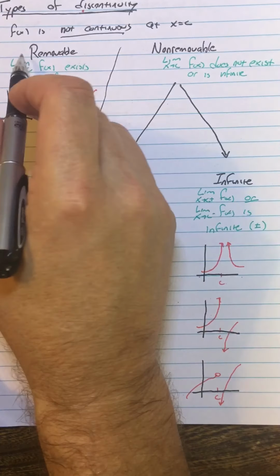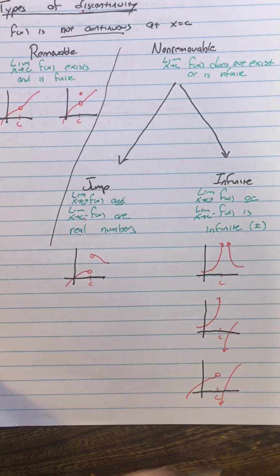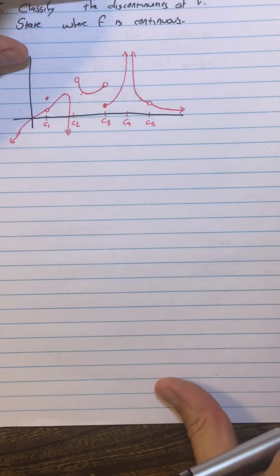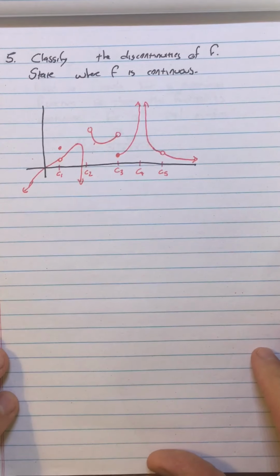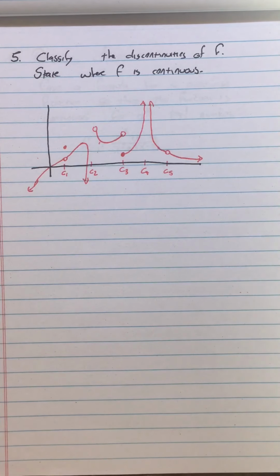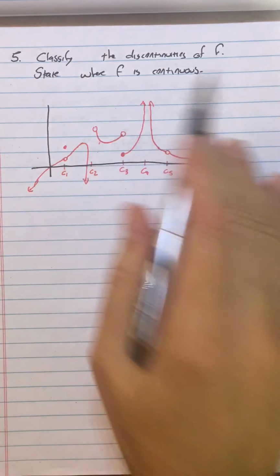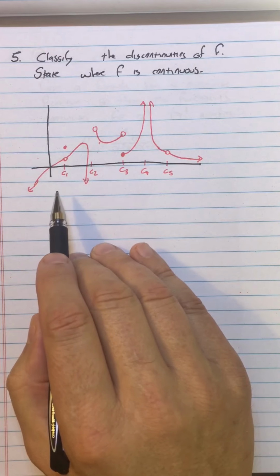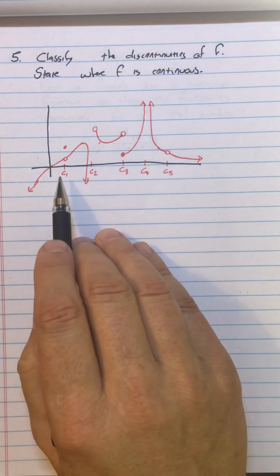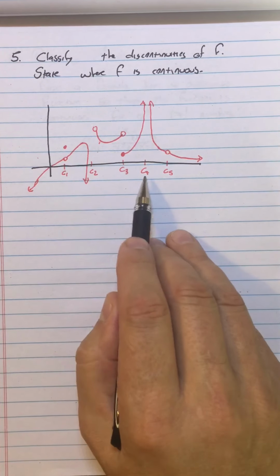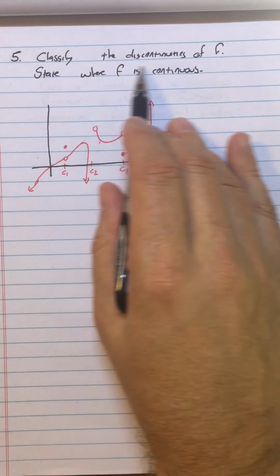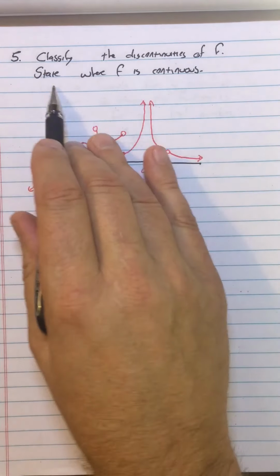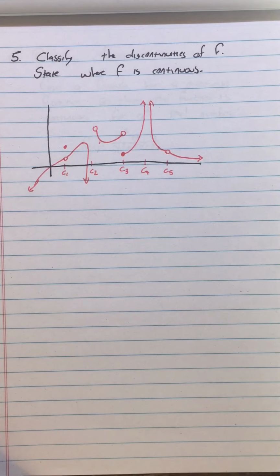Okay. Once we get the idea that some types of discontinuity are removable, then we'd like to remove them. But first, let's classify all of these discontinuities. So here's a function f. This function is discontinuous at 5 points. I just called them C1, C2, C3, C4, C5. I would like you to classify these discontinuities and state where f is continuous, because this is going to be fairly similar to the homework that you're going to do on page 84.